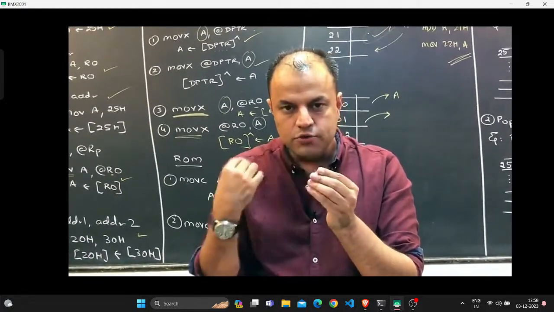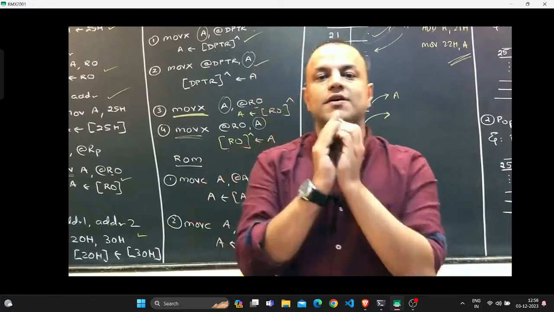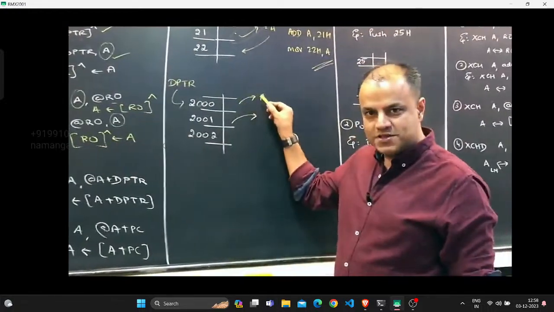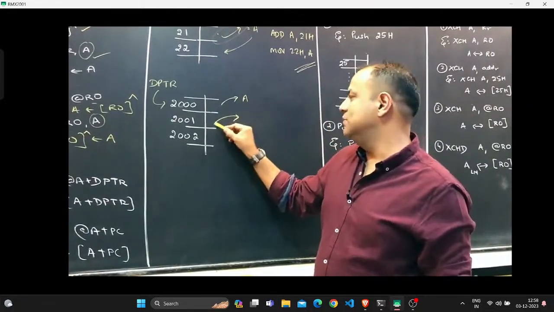Once the data comes in A, you can transfer it wherever you want to, but it will come or will go only via A register. That means you will first take the first number in A. You ideally want to add this number, you can't. So you will take the second number.